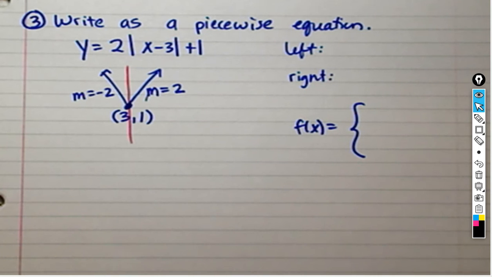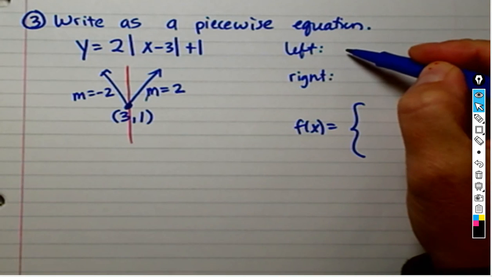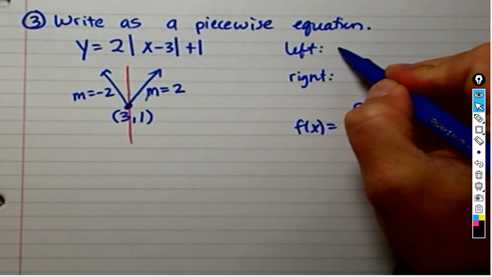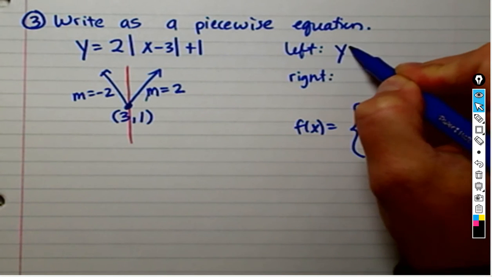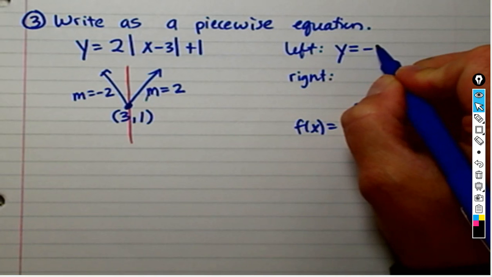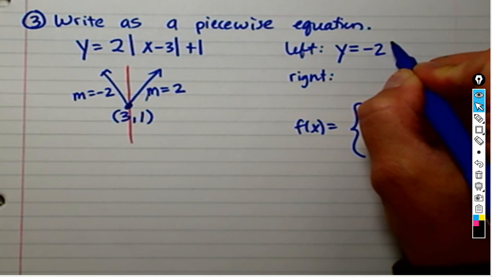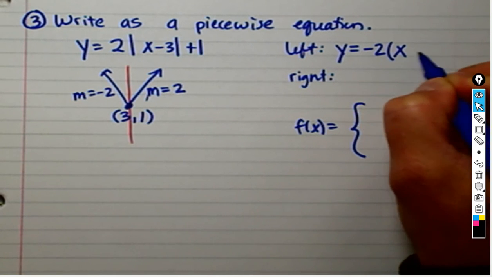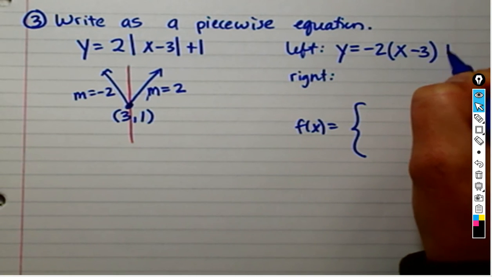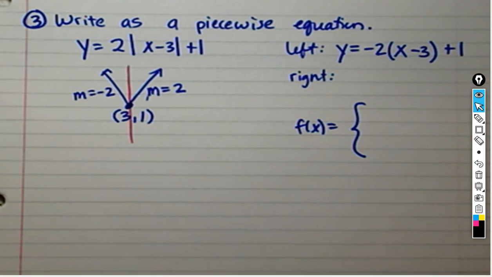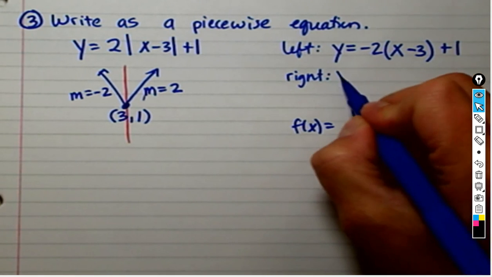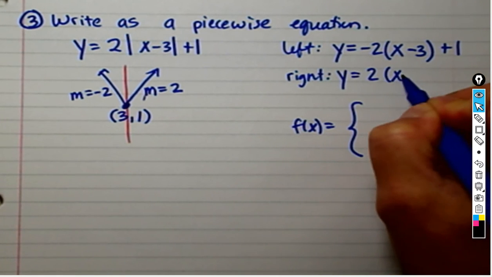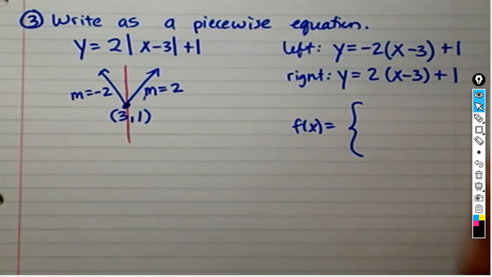Okay. Anybody? I'll take a volunteer this time. Look at all those hands. I'll go, Duncan. Can you give me the equation of the left side? Yeah, I think it should be -2, parentheses, x minus 3 plus 1. Okay. Equation of the right side. Yes, Henry. Y equals 2, parentheses, x minus 3, parentheses, plus 1. Yes. Okay. Yes, that is beautiful.